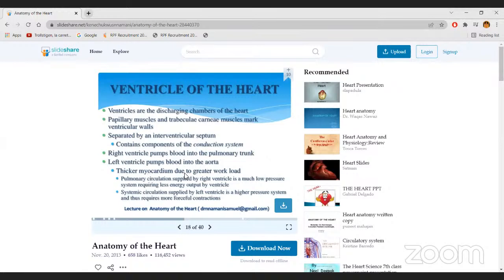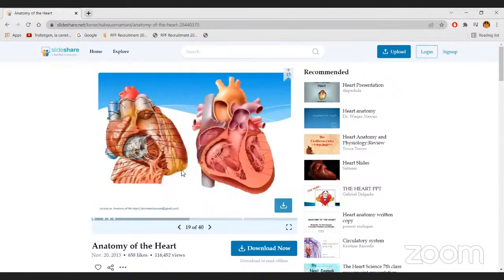The myocardium of the left ventricle is thicker due to its greater workload. The pulmonary circulation, served by the right ventricle, is a much lower pressure system requiring less energy output by the ventricle. The systemic circulation, supplied by the left ventricle, is a higher pressure system and thus requires more forceful contractions. So this is the function of the ventricles, how the blood is discharged to the various organs.